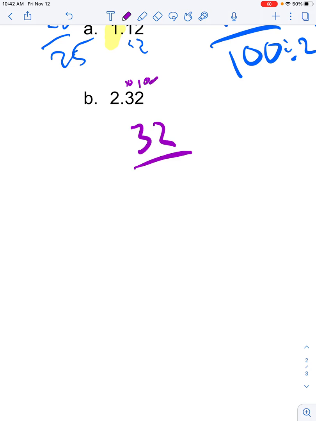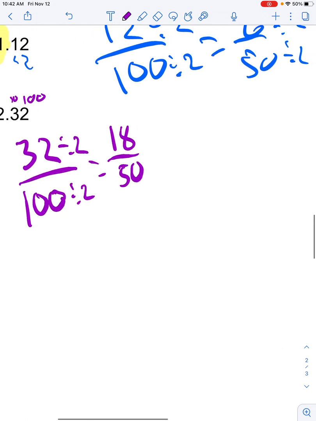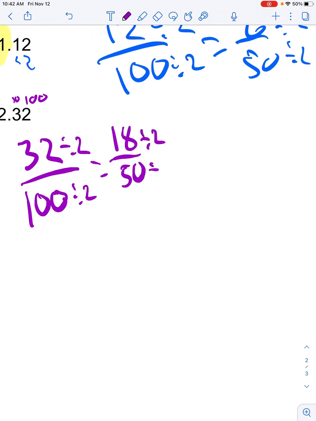So similar idea over here, except we'll simplify it first. Again, tens place, hundredths place. If you had 3 numbers, it would be the thousandths place. We only have 2. So it's going to be 32 out of 100. Again, what do I know that they have in common? I know that they have a 2 because they're both even. Gives me 16 out of 50.